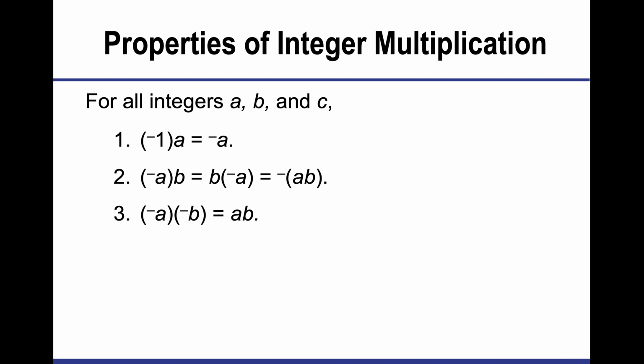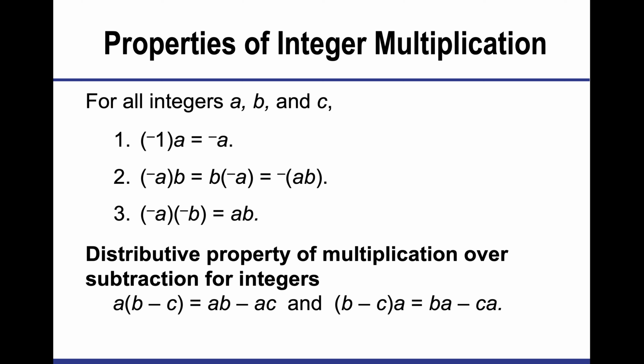So here's a few examples. If I'm looking at these, I have -1 times A, which is going to be negative A. If I have a negative A times a positive B, the answer will be negative. If both of my values are negative, the answer will be positive. And that's, again, where that repeated multiplication is very helpful. Repeated addition.